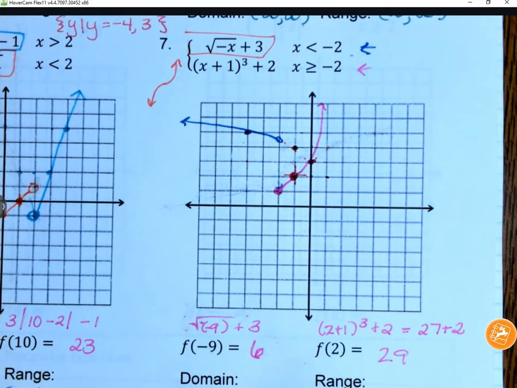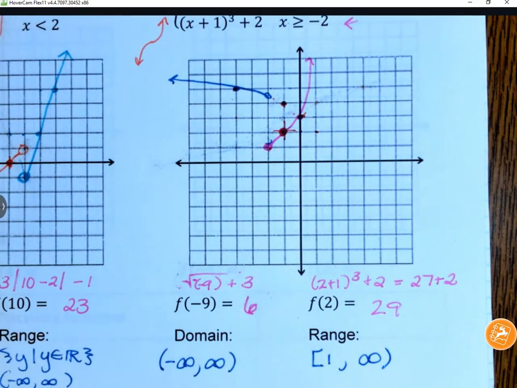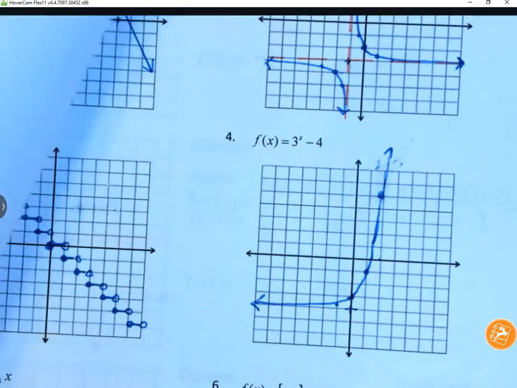Did you guys get your domain, range, and functions evaluated at? All we're doing with this is practicing. The only thing that I can do to make this harder is just what I'm doing, giving you trickier parent functions to graph. Okay. Well, let's take a look at some more.